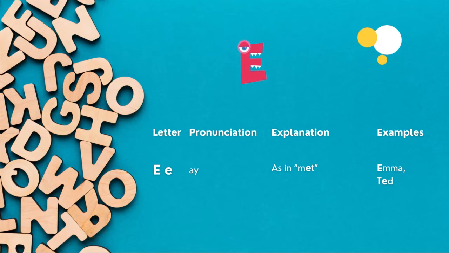Okay? The E. And many times the E in a word becomes more of a different sound. So if we talk about the alphabet and we talk about a specific letter, we say it's the E, but then many times when you pronounce it, it's different. So look at the explanation, as in met. In examples: Emma, Ted, right? But if you pronounce it as a letter in the alphabet, you say E. So repeat after me, E. All right, good. Let's go to the next.